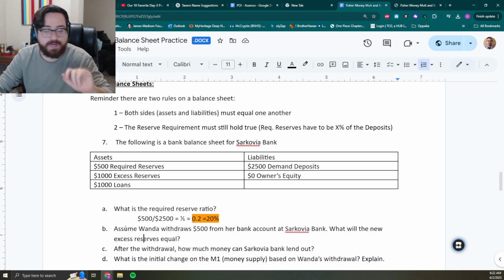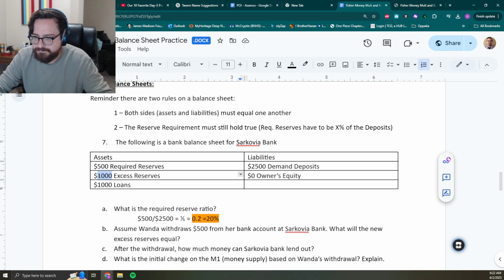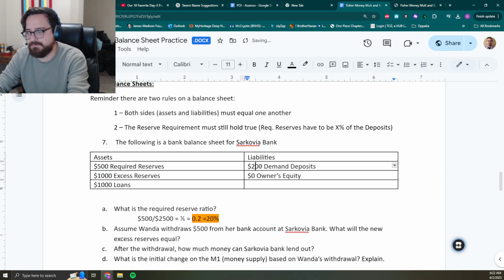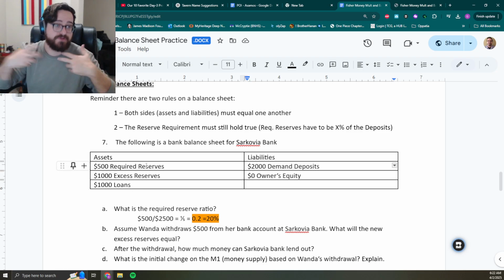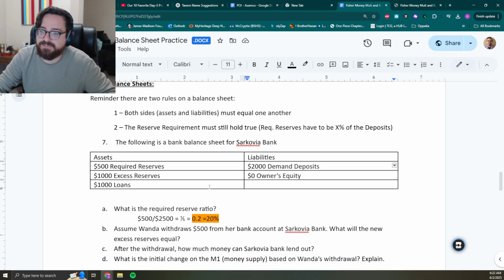This is a balance sheet problem. So here's how you do this. They're taking $500 out from the excess reserves. Well, they're withdrawing $500 from her bank account. Sorry, the deposits drop down to $2,000. But if there's $2,000 on this right side, the $500 also has to come from here because this person withdrew $500 from the bank. So yes, it's $500 less in deposit, but the $500 also comes from here somewhere.